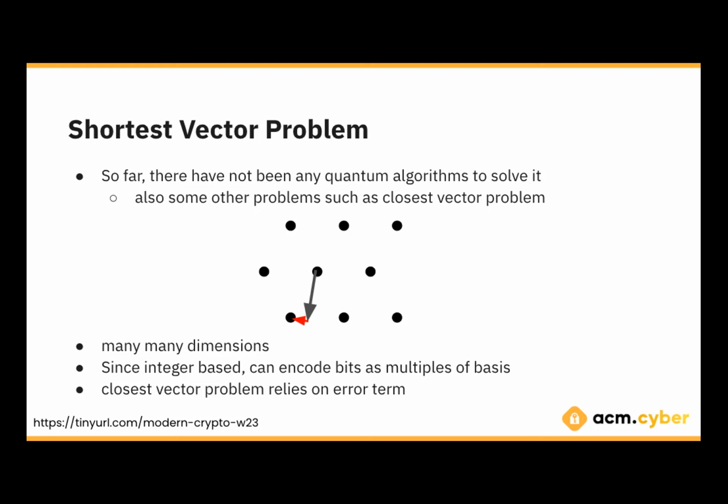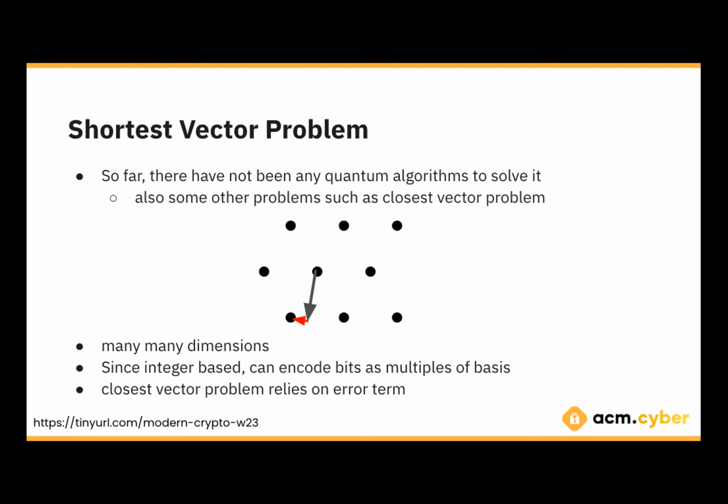to this vector? So again, this is not necessarily in two dimensions. It can be in many, many, many dimensions. And because everything is integer based, we can encode bits of information as multiples of the bases. So this is where information goes into a lattice, and then you can use that lattice, do some things with it, and then give that lattice back to someone, and then they have to decode it. The closest vector problem relies on an error term.